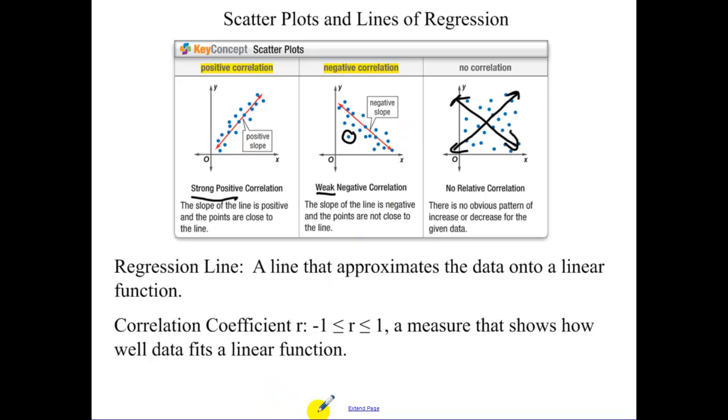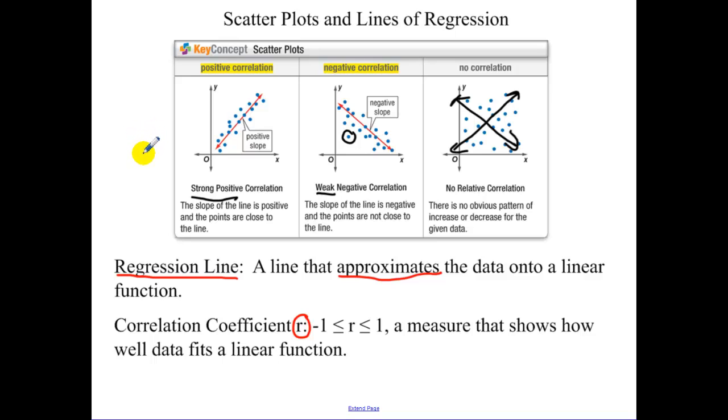And those lines that we drew are called the regression line, and I want you guys to write that definition down. Regression line: a line that approximates the data into a linear function. In today's lesson we're going to be finding that regression line by hand and using our calculator. And then the correlation coefficient is a coefficient that shows how well the data fits into the linear function. And in our calculators, that's going to be written as R.